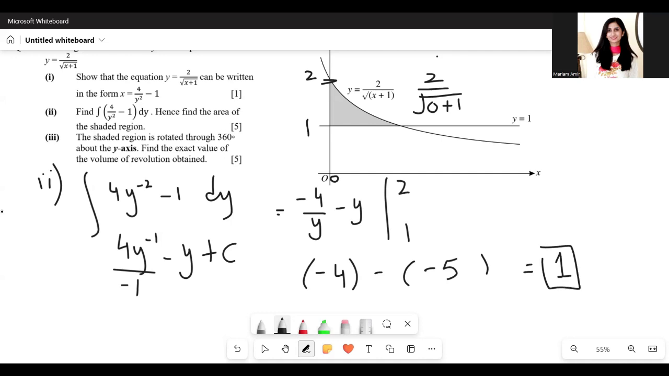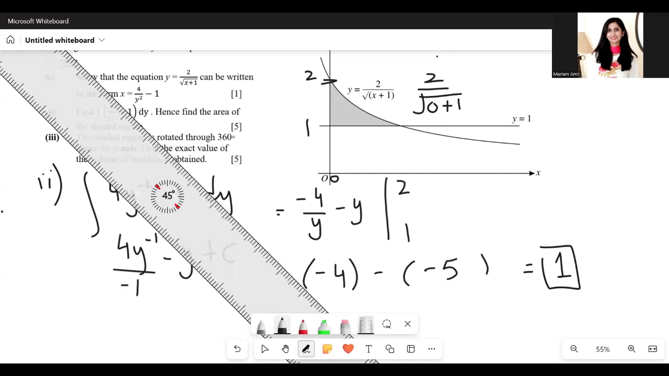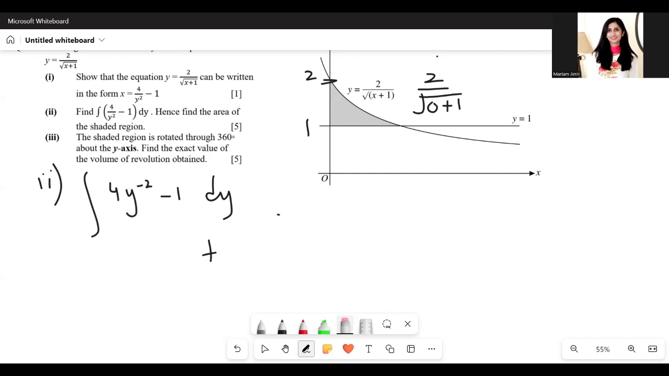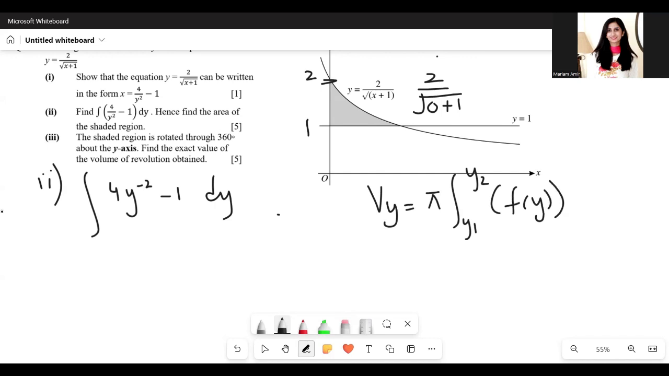The shaded region is rotated 360 degrees about the y-axis. Find the exact volume of revolution. So now what do we do? We integrate it, writing pi outside. Volume of revolution about the y-axis is pi, lower limit of y, upper limit of y. The function should be in terms of y, which it already is. We got it in terms of y already. And then square it and then integrate it. So we will be squaring this and then writing a pi over here.